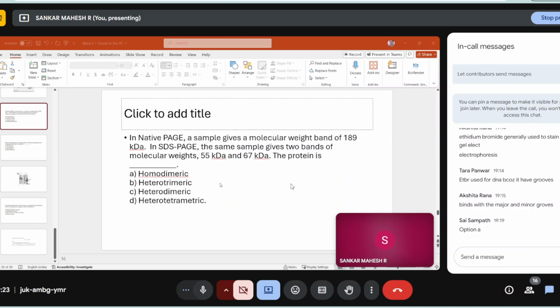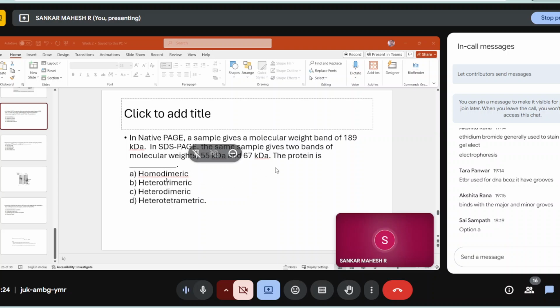Obviously 55 plus 67 is not 189. The next way to see this is 2 into 55 plus 1 into 67. 2 into 55 is 110 plus 67 is 177. That is not the case. So 1 into 55 plus 2 into 67. 2 into 67 is 134. 134 plus 55 is 189. So this tells us that the 67 kilodalton protein acts as a dimer and the 55 kilodalton is a monomer.